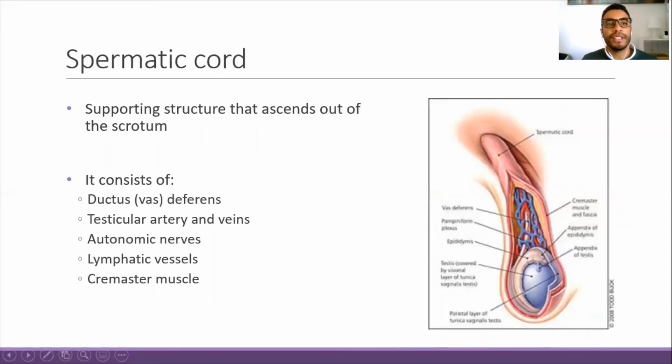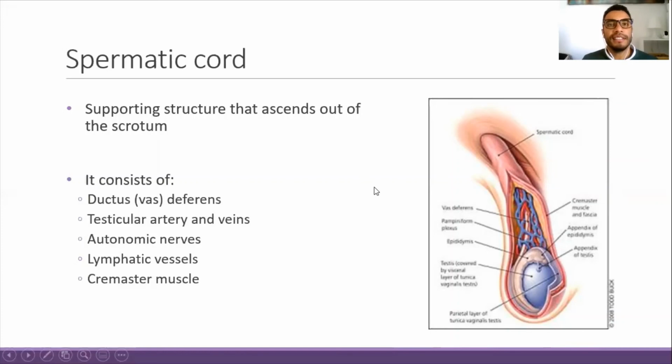And the spermatic cord is this supporting structure that ascends out of the scrotum. So this is the scrotum, and then we have the spermatic cord. Inside of it, there is the ductus deferens that passes here, the testicular artery and veins, autonomic nerves, lymphatic vessels, and also the cremaster muscle. It runs here inside, as you see, this layer in the spermatic cord.